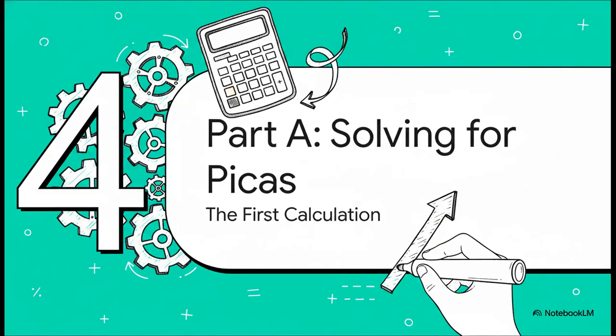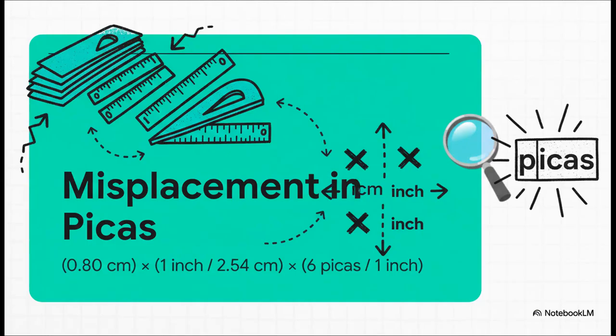Okay, enough planning. It's time to execute. Let's get to calculating. We are on to part A, solving for picas. So here's how we set up the math. We start with what we were given, 0.80 centimeters. Then we multiply by our conversion factors, which we write as fractions. Now this is the really cool part. We arrange them so that the units we don't want cancel out. See how we have centimeters on the top here and centimeters on the bottom there? They cancel. Then inches on the top, inches on the bottom. They cancel too. And what are we left with? Picas, exactly what we wanted.